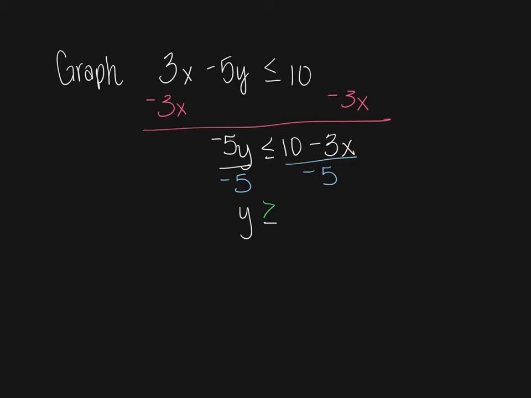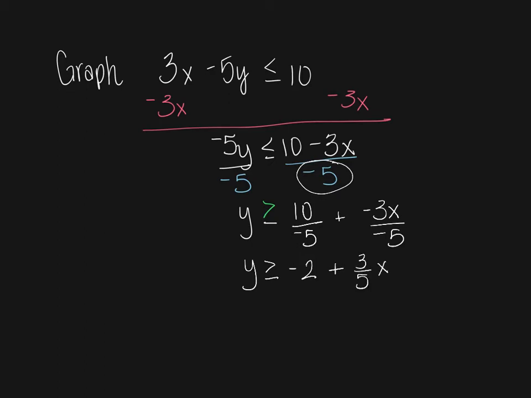And furthermore, you now have to split up 10 over -5 and think about -3x over -5. You have to distribute this constant down here. So now I have y is greater than or equal to -2 plus 3/5 x. At this point, it's not pretty, but I have slope-intercept form. Once you've rearranged, you recognize that this is your y-intercept and this is your slope. And now I can continue with those 5 steps.